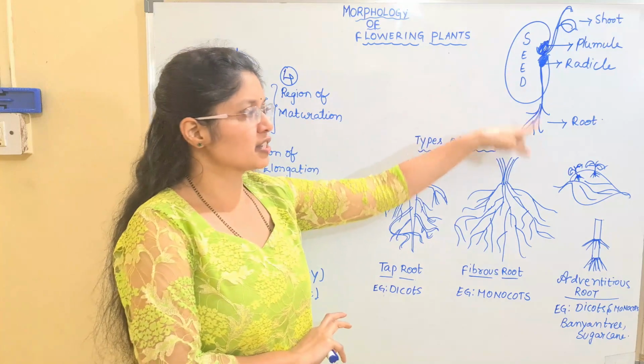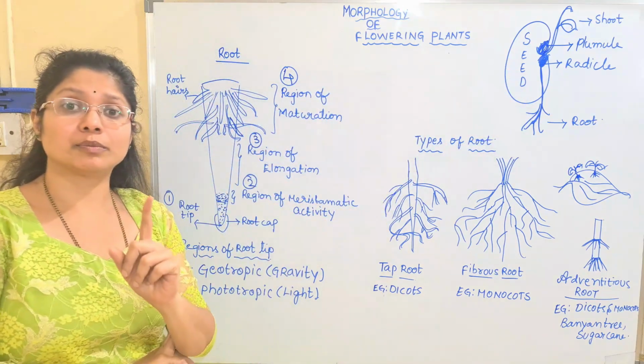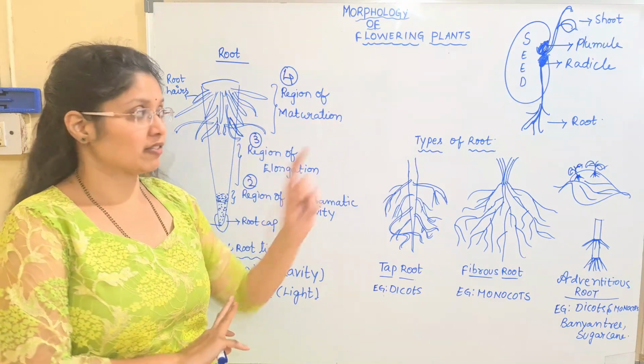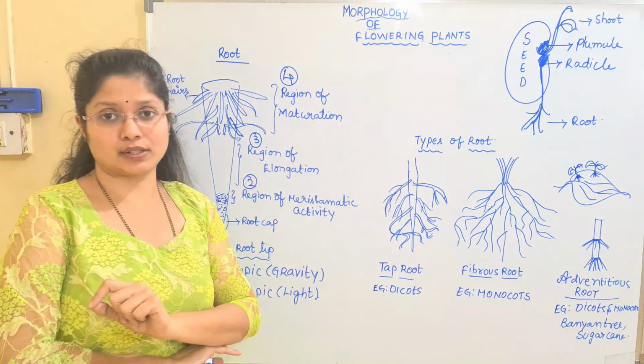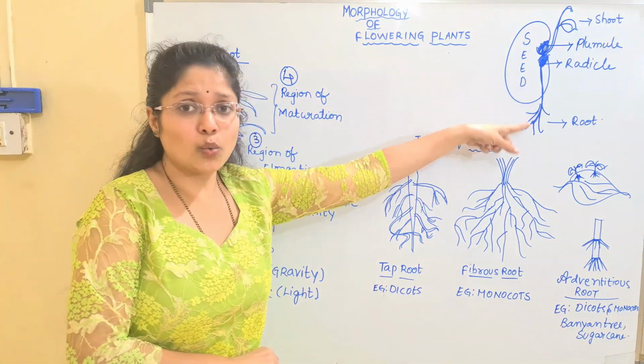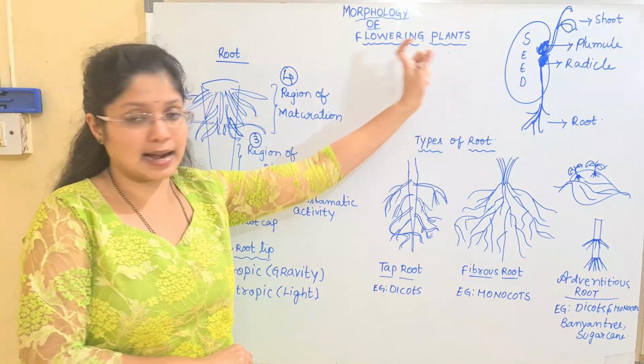I have told you that if it is a root system, it should be originating from the radical, not from the plumule. From the plumule it is the shoot system. From the radical will be arising the root system. So roots are always arising from the lower region of the seed where you can see the radical.